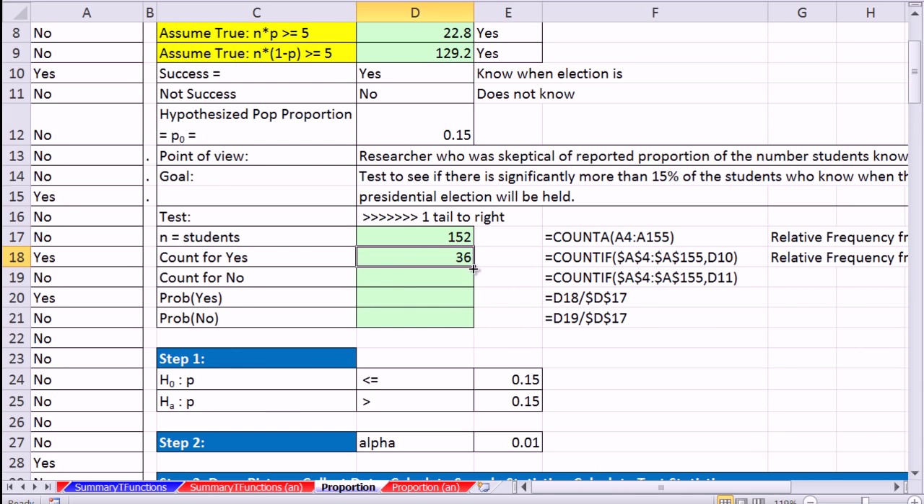Control-Enter. And then when I copy it down, it got the right null. So we have 36 and 116. Now, this is our total. And now we can calculate our probability.